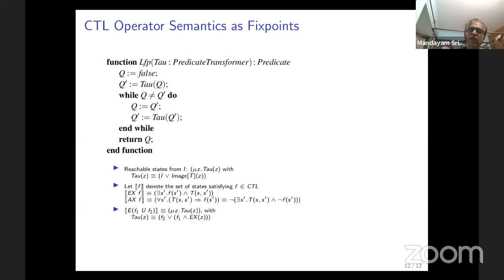Sometimes it is convenient, but this is not the only way to think. First of all, let me ask you a question. I keep saying the least fixed point. For any arbitrary function, there are multiple fixed points. But there is always a fixed point of any predicate transformer.